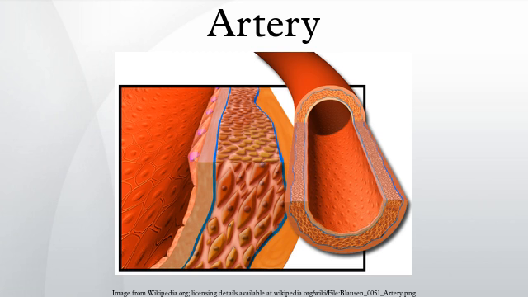Types of arteries: pulmonary arteries. The pulmonary arteries carry deoxygenated blood that has just returned from the body to the heart towards the lungs, where carbon dioxide is exchanged for oxygen.